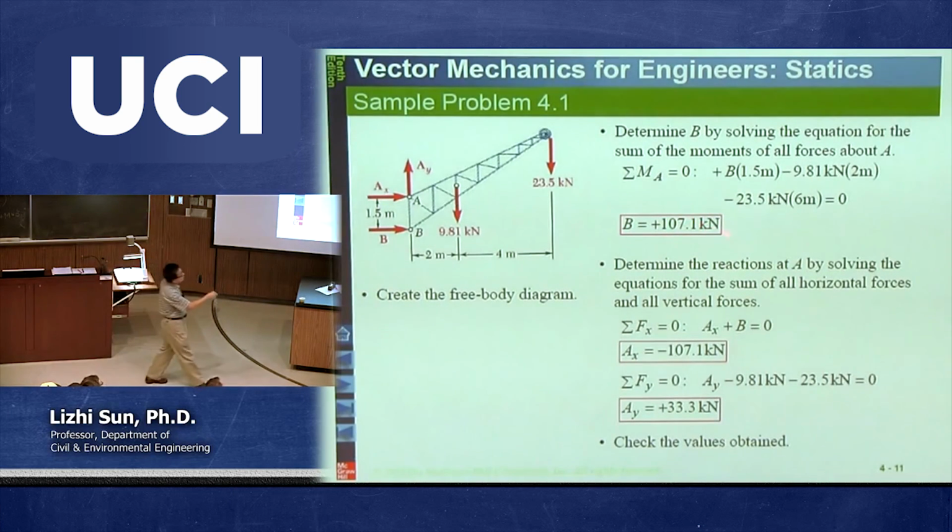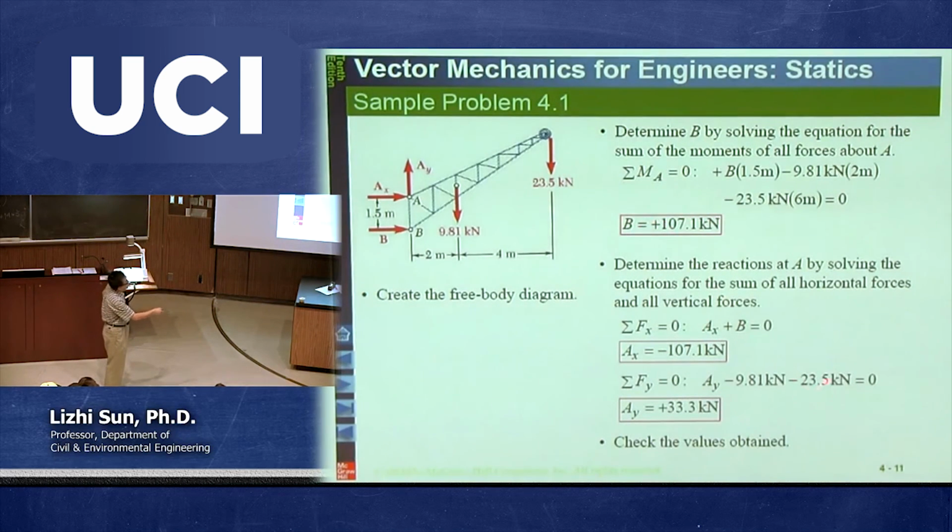Once you get B, you go back and plug into this equation. So obviously AX plus B equals 0, B equals this one. You find out AX is equal to a negative 107.1. What that means is, number one, the horizontal reaction at point A is 107.1 in terms of magnitude, but the direction is in reality to the left. So your conclusion is the reaction AX has a magnitude of 107, but the direction is to the left, in fact, because you have a negative sign.